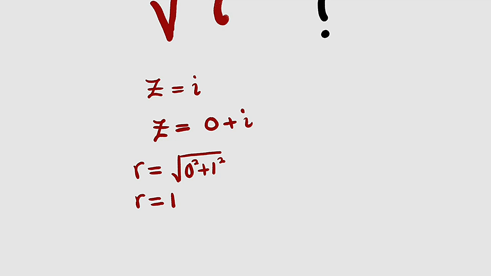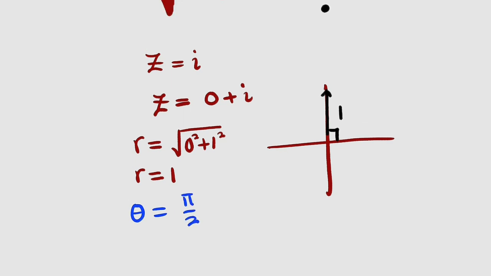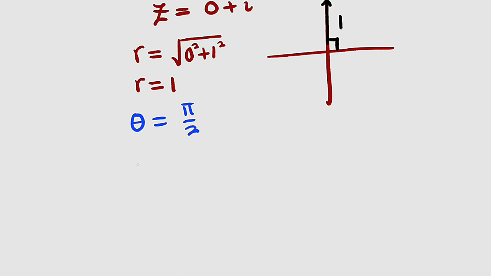So what about the angle? If you construct this complex number, because it is just i on the y-axis, 1 unit above is 90 degrees. Therefore, the angle subtended is 90 degrees, pi divided by 2. So now let us write the complex number in polar form.